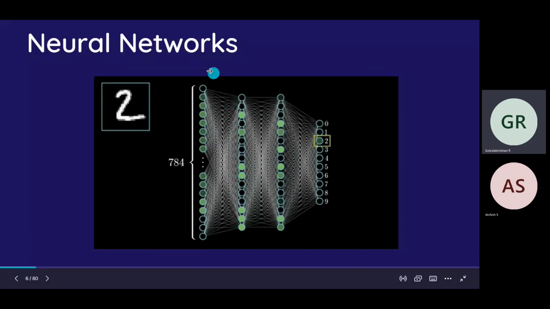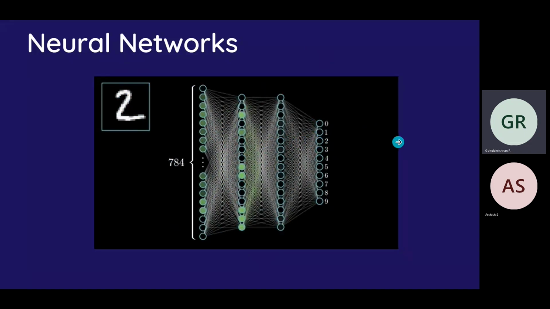So you'll have that many nodes in the input vector, and then here you have the hidden layers, and then here you have the output layer. The output layer signifies the digit which is represented by the image. As it's shown here, we are getting 2 right here, as you can see. So that's how a forward pass of a neural network works.